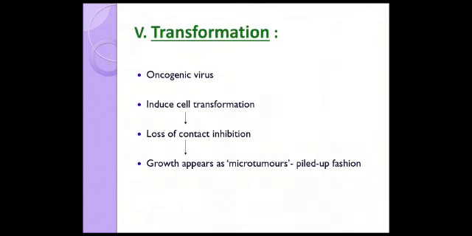The fifth one is transformation. Oncogenic viruses induce cell transformation. Whenever a cell gets transformed, there is a loss of contact inhibition. Because of this loss of contact inhibition, the cells will appear growing one on top of the other, and they form what we call microtumors.